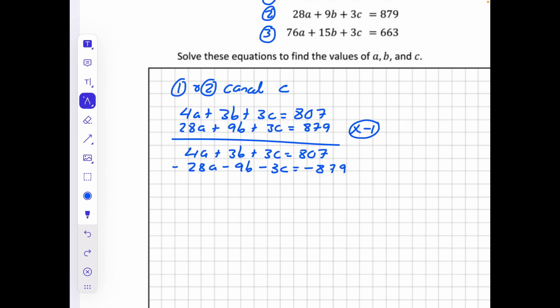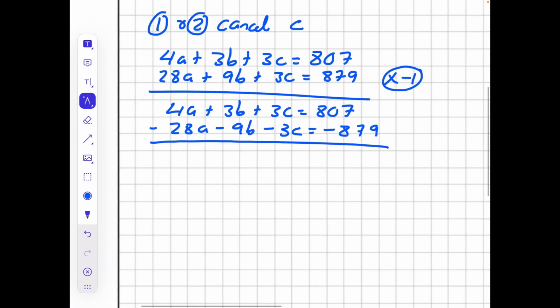Now, other than recognising that this was just a normal simultaneous equation, the second difficulty is the size of the numbers. Now, you have calculators. It shouldn't really be a reason to make a mistake, but slips, I guess, are a little bit more likely. So we have 4A minus 28A, that's going to be minus 24A. 3B minus 9B, that'll be minus 6B. Cancel the C's, is equal to 807 minus 879, which will be minus 72.